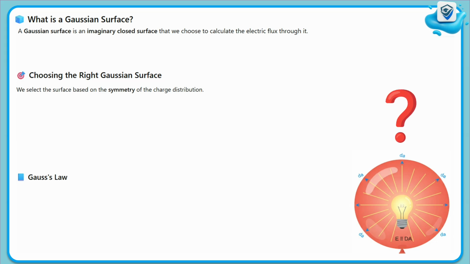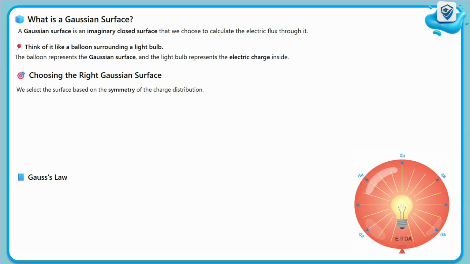Now, if you look at the picture on the left, imagine the balloon is the Gaussian surface and the light bulb is the electric charge inside it. The balloon completely surrounds the light bulb, just like a Gaussian surface completely surrounds a charge. This simple picture helps us visualize the idea much more easily.